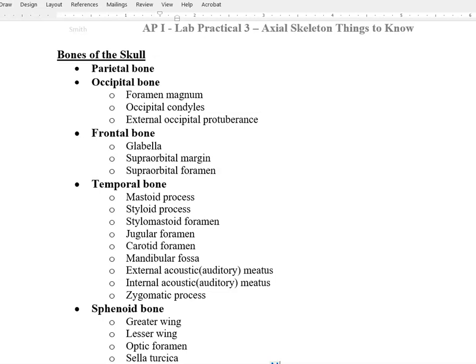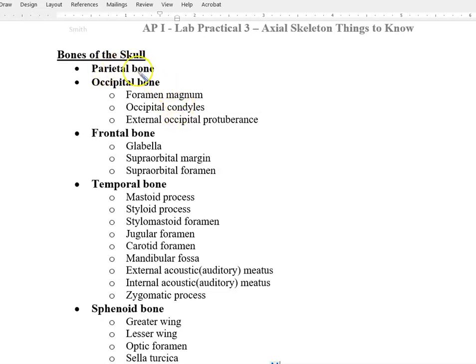So we're going to start with the features of the bone. So things on the bone that are kind of unique. And so on the questions on the practical, we'll say like name this feature, name this structure on the bone. Depends on who makes the practical. I usually say name the feature, but some of the other professors might say name the structure on the bone.